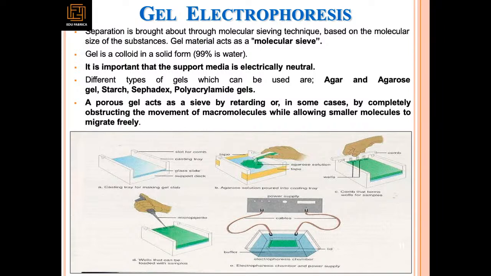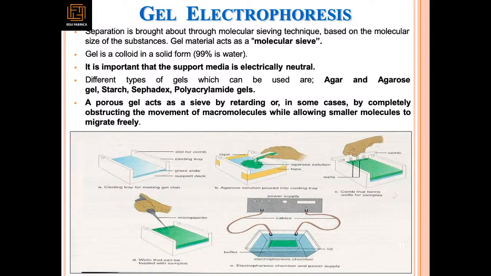Gel is quite colloidal in nature, in solid form, and 99% of it is water. It is important that the supporting medium is electrically neutral also. For the gel, we can use agar gel or agarose, starch, Sephadex, polyacrylamide gel. So various gels are possible. The porous gel acts as a sieve by retarding, or in some cases completely obstructing, the movement of macromolecules while allowing the smaller molecules to migrate freely.